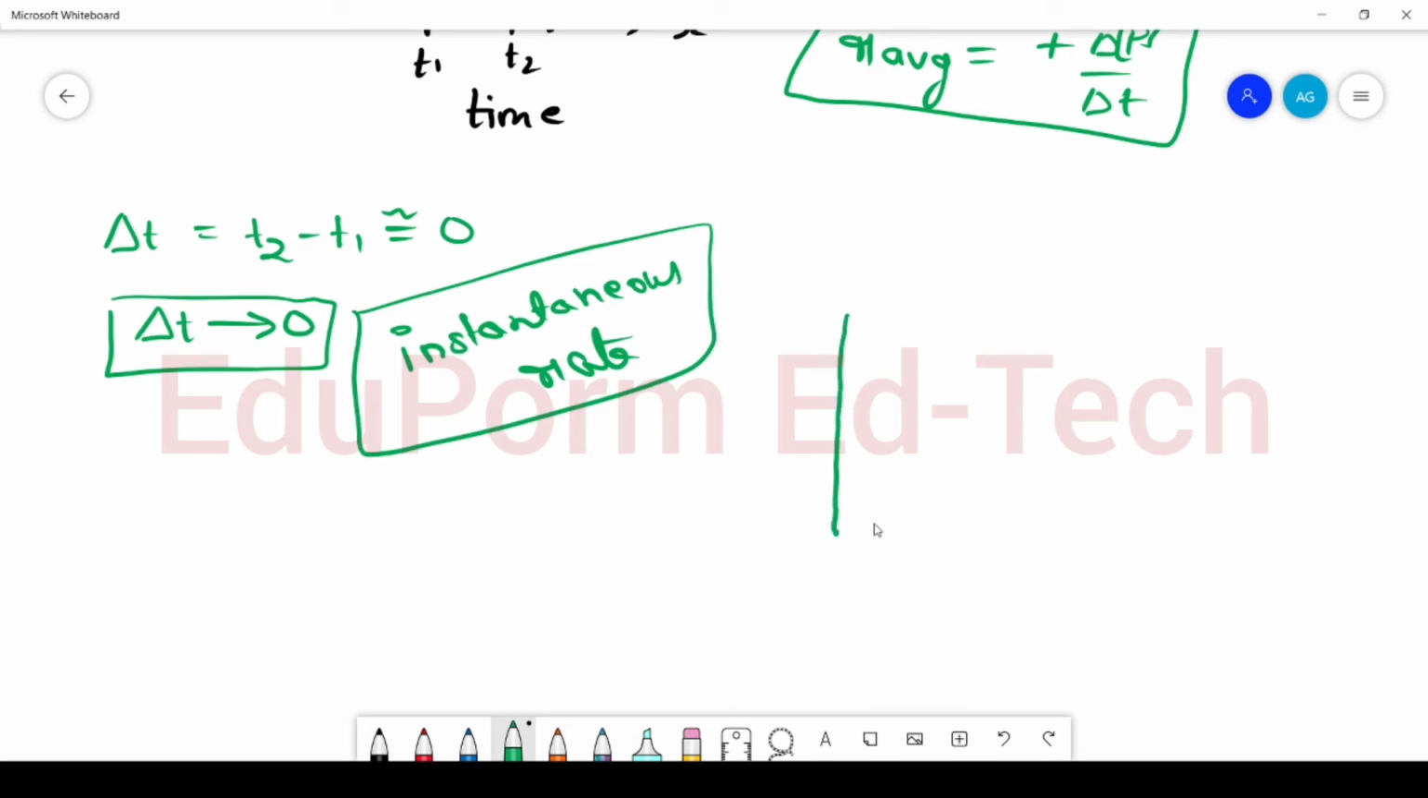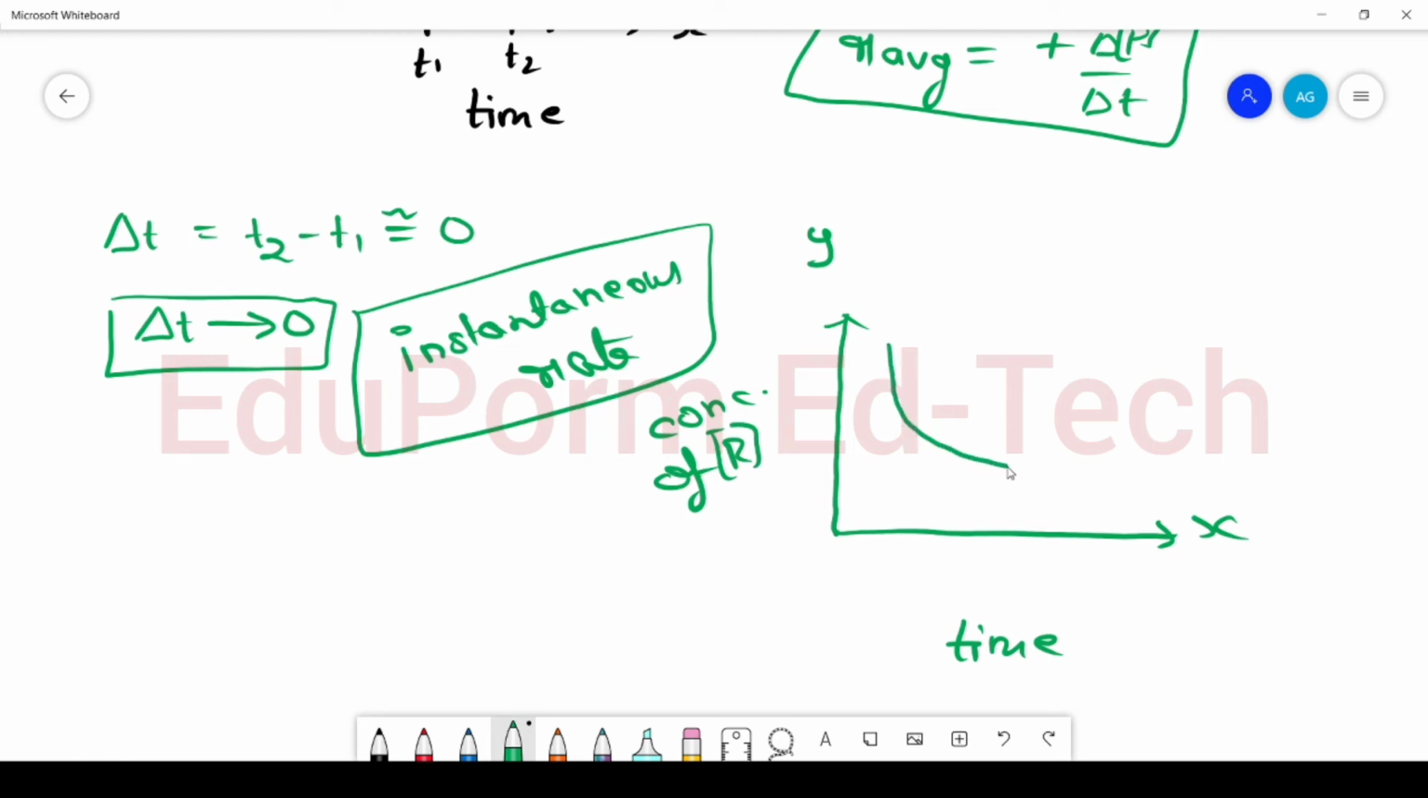For example, this is my graph. This is the x-axis and this is the y-axis. On the x-axis I have time. On the y-axis I again have concentration, let's say the concentration of reactant. So for concentration of reactant, this was my graph. Now this is time T1 and this is the concentration. I have to draw this graph again to make it more applicable.